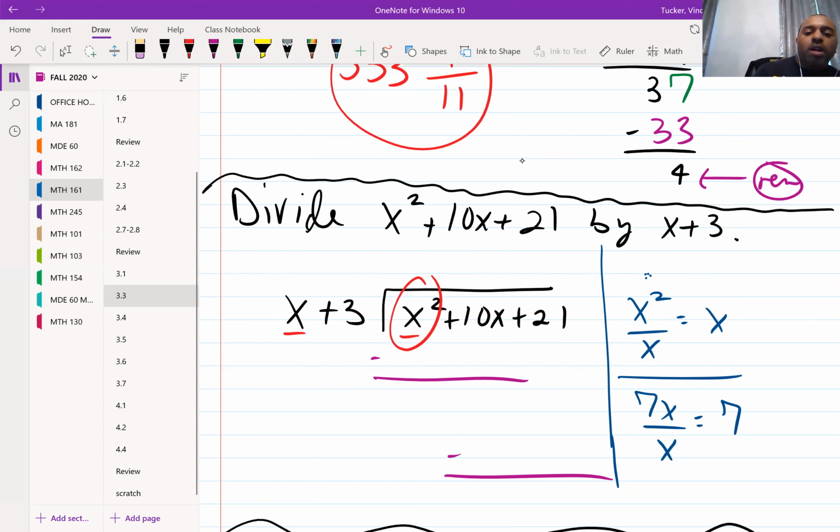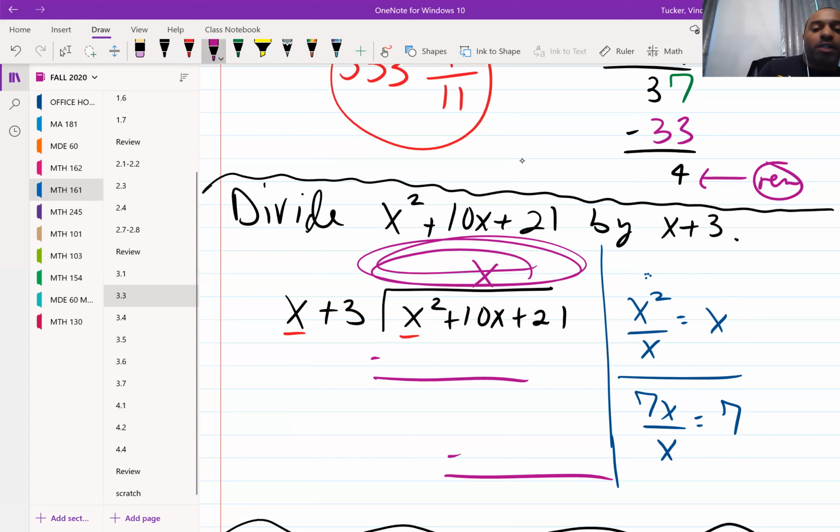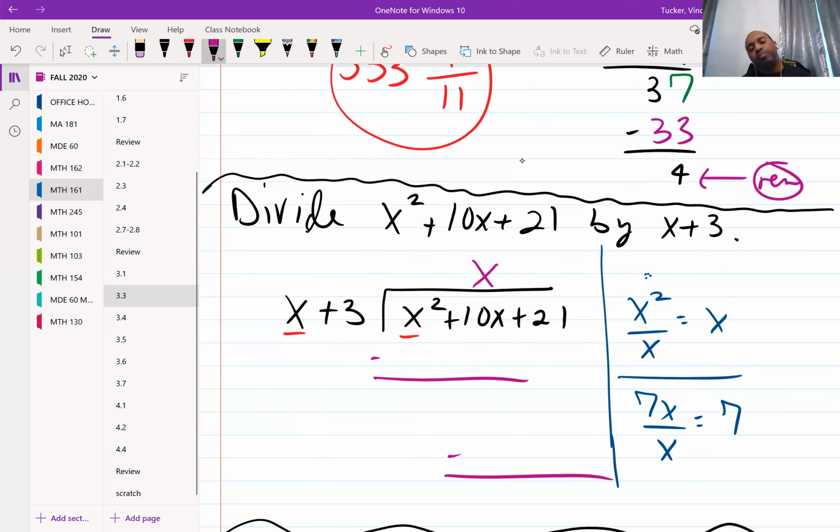You ask yourself what times x will give you x squared, or x squared divided by x gives you x. That is going to be the first part of your answer. Now, normally you line it up with the same exponent of your variable, but it really doesn't matter because all of this is just the space for your answer. But once again, normally they line it up, x over x, when you're putting in your answer.